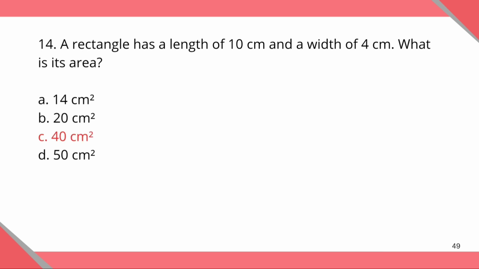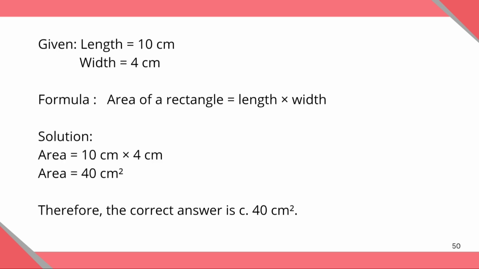In this problem, the rectangle has a length of 10 centimeters and a width of 4 centimeters. To find the area of a rectangle, we use the formula: area equals length times width. Substituting the given values, area equals 10 centimeters times 4 centimeters, which gives 40 square centimeters. Since both measurements are in centimeters, the unit becomes square centimeters. Therefore, the correct answer is letter C, 40 square centimeters.